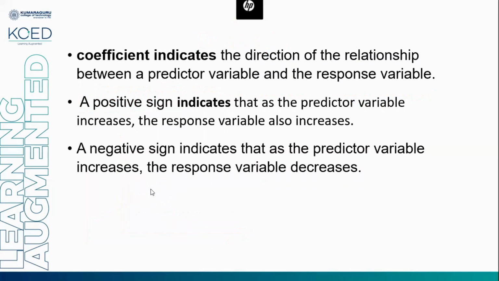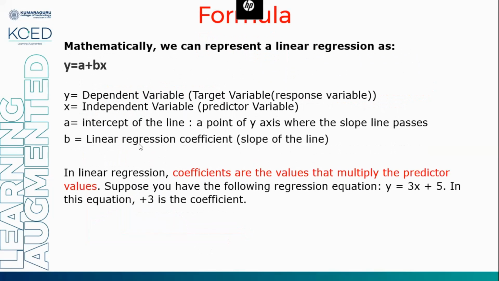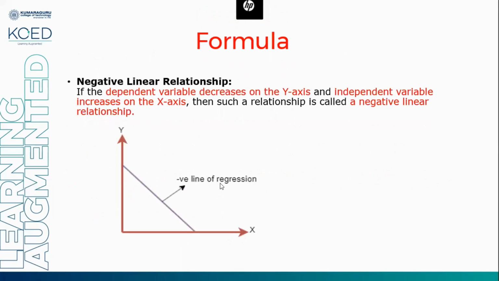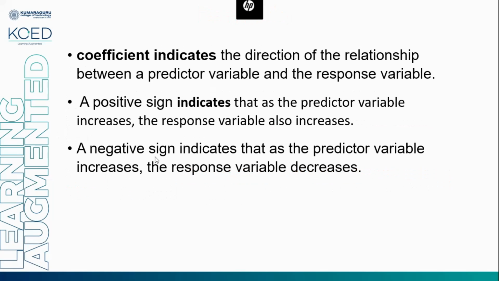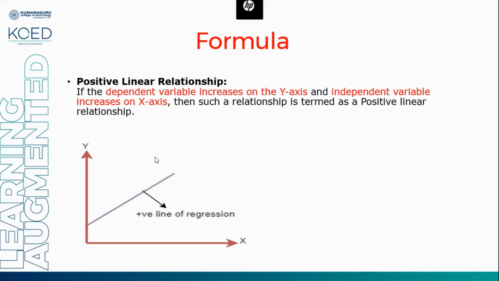The variable b, which is a coefficient, represents the slope of the line. This value is a significant factor. And now we are going to discuss how to calculate the a and b. So we are having x and y given, and we have to calculate the value of a and b. A is the intercept, that means a point in the y-axis where the slope line passes, and b is the regression coefficient, that means the slope of the line.